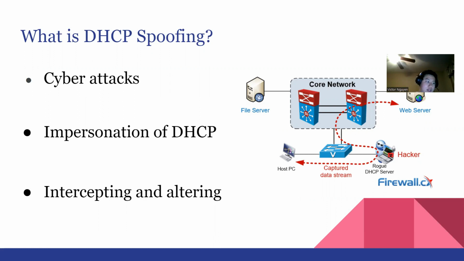of networked devices. DHCP spoofing attacks are typically carried out by intercepting and altering DHCP messages between a client and a server, allowing the attacker to gain control over the network traffic flowing between them.